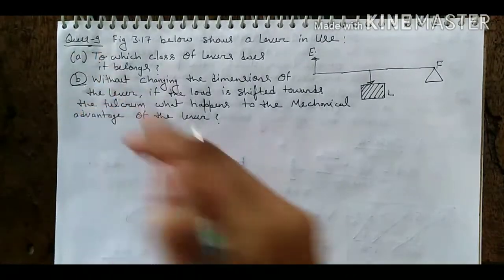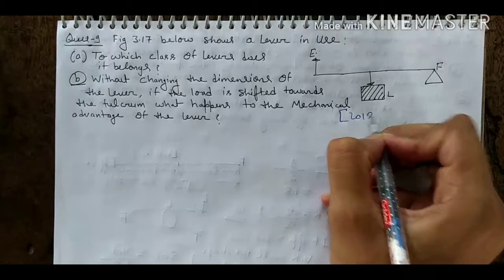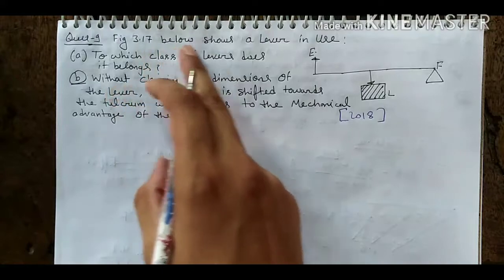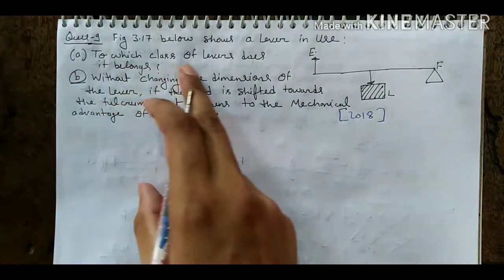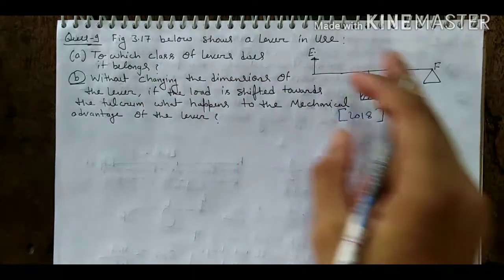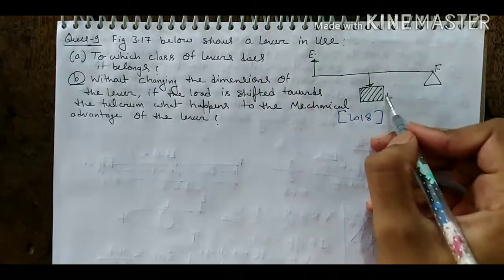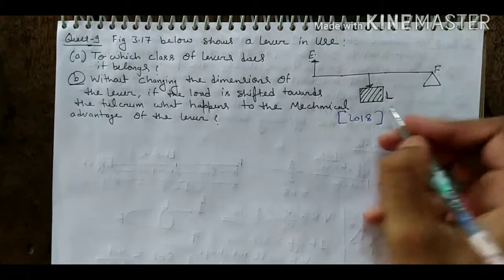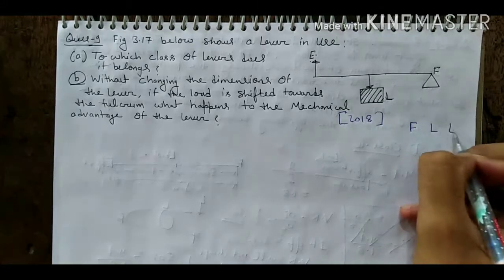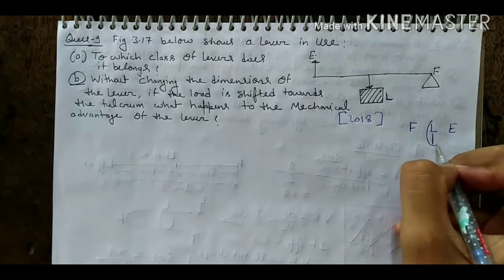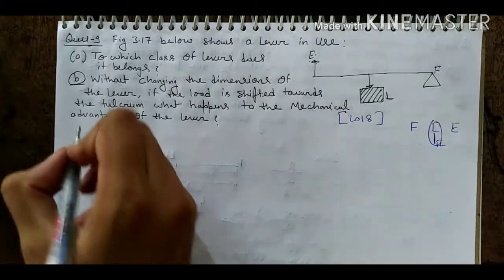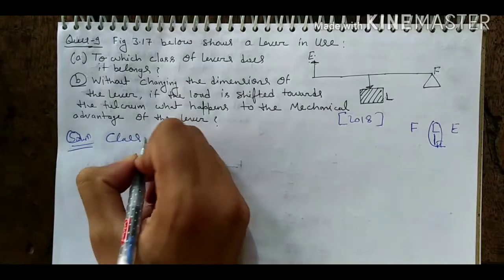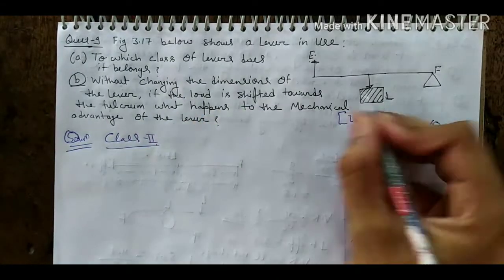Question number 9 is very simple, and it was asked in the 2018 examination. In this question, figure 3.17 below shows a lever in use. To which class of lever does it belong? This is the effort, this is the load, this is the fulcrum. It means here the load lies between the effort and fulcrum, that is F-L-E. So this is a second class lever. Our first answer should be: second class lever, because here the load lies between effort and fulcrum.